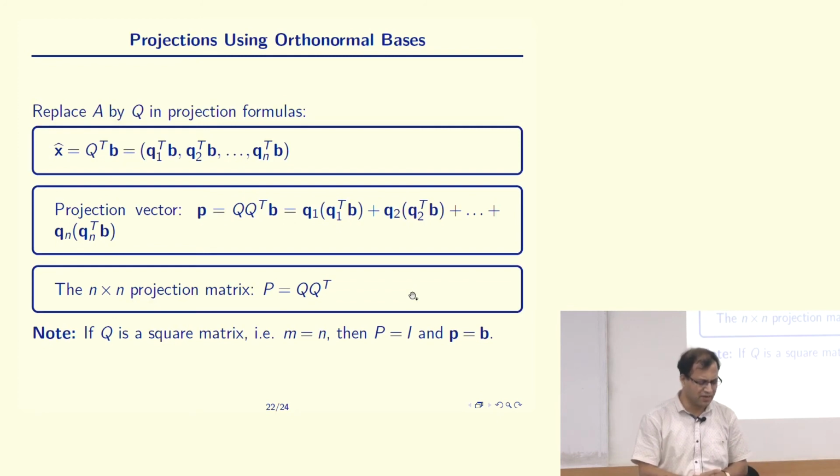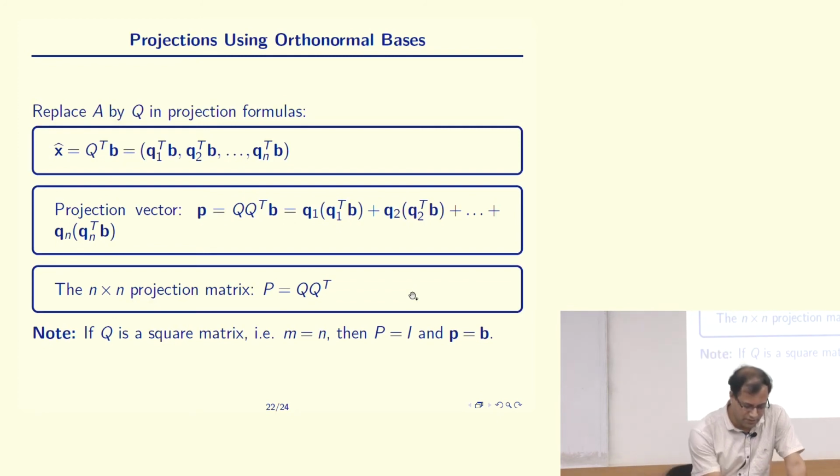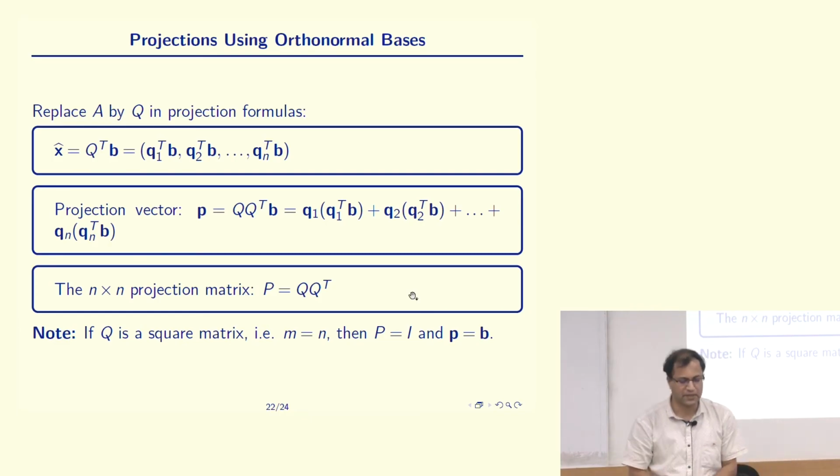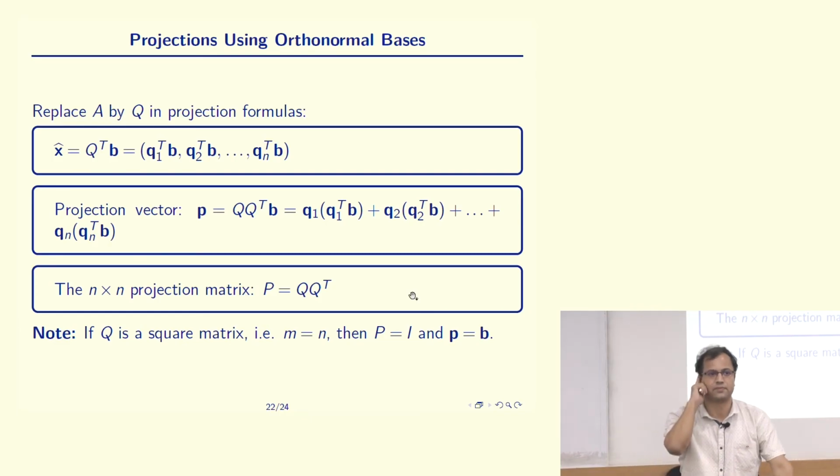So you will see that all these formulas will be reduced. You replace the previous formulas, whatever we have obtained for X cap, for P, and for capital P, the projection matrix, and you will get these simpler formulas. Okay, you need to write it down properly so that you understand.